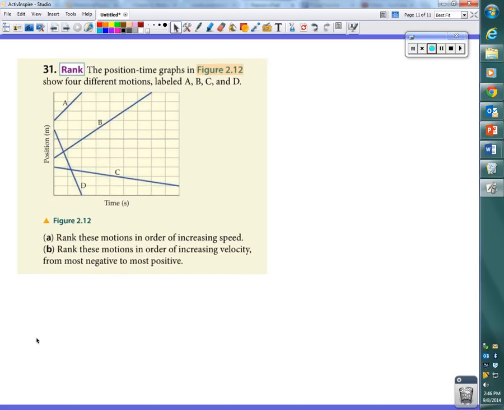So question number 31 has two parts, A and B. It says rank these motions in order of increasing speed, rank these motions in order of increasing velocity from most negative to most positive. There's a little bit of room at the bottom of the back of that page. If you just want to do it right there, that's fine. In the sheet that I gave you today. If you want to do it on a separate sheet, that's okay too. If you just want to do it in your head, that's fine too. Okay. So, answer those two questions. Let's take about a minute, and then we will come back and discuss.